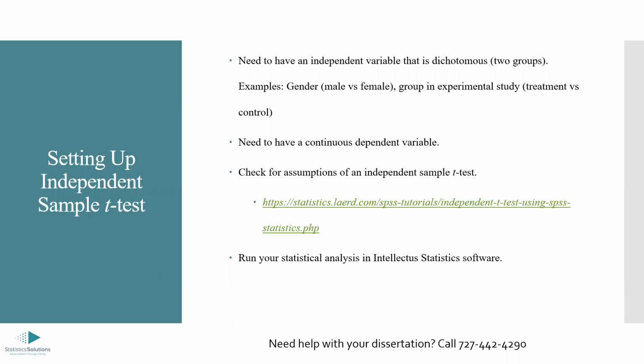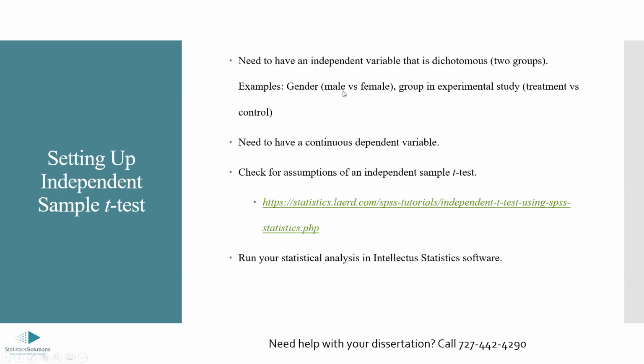So you need to have one continuous dependent variable, and you need to have an independent grouping variable that is dichotomous. Dichotomous means 2 discrete groups, 2 independent groups. So examples like gender, you have males and females, or groups in an experimental study. That's a very popular type of independent variable to use for a t-test. So if you had a treatment and a control group, that's when you would run an independent t-test.